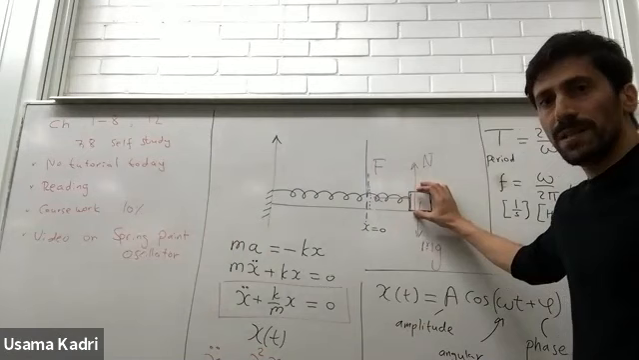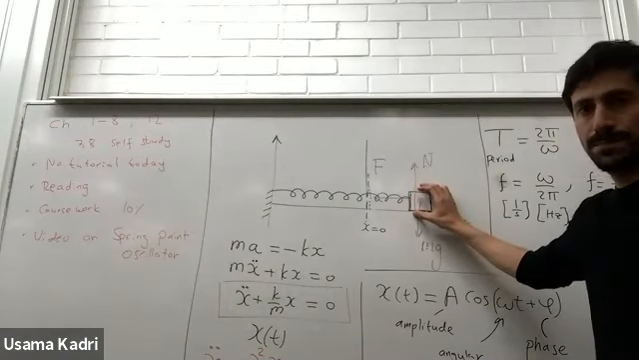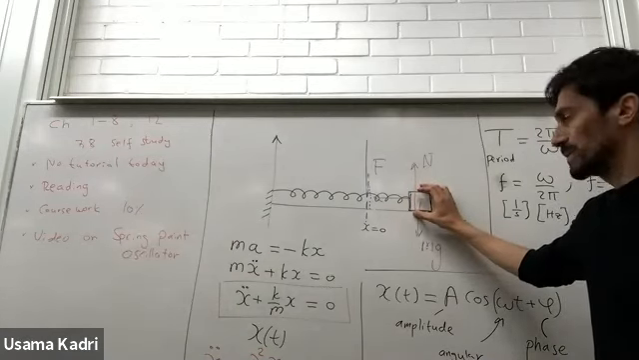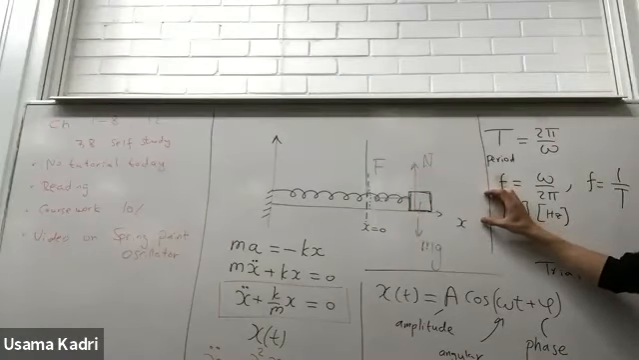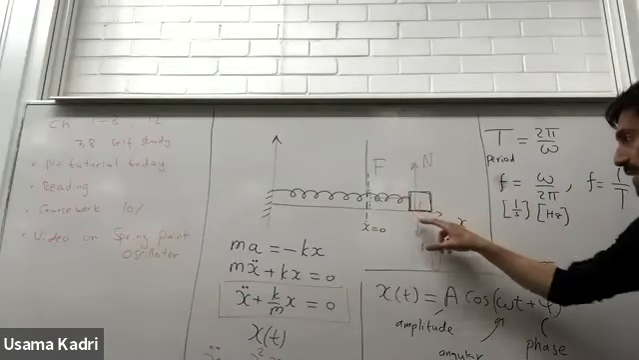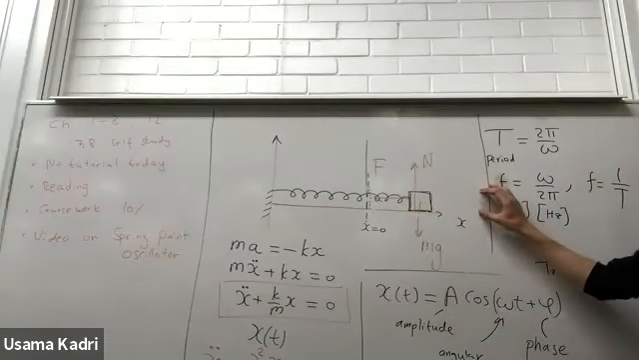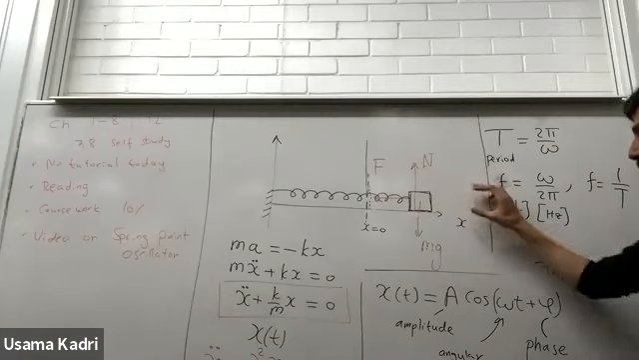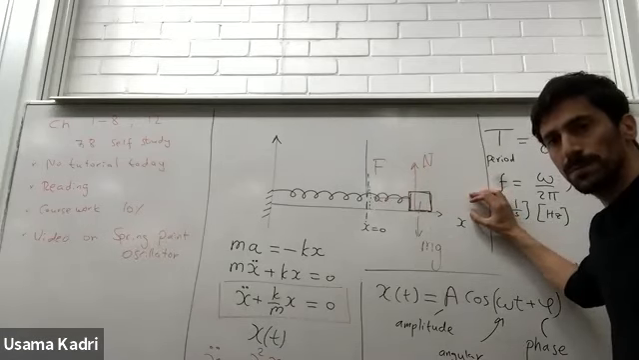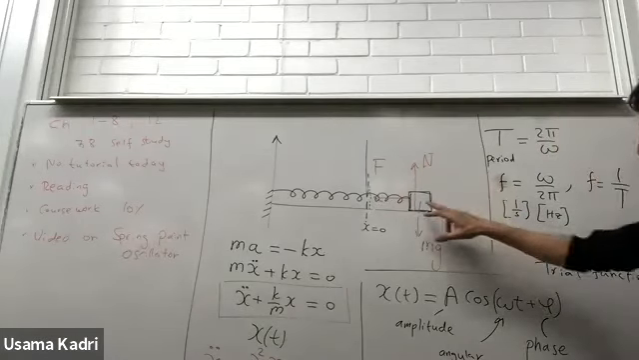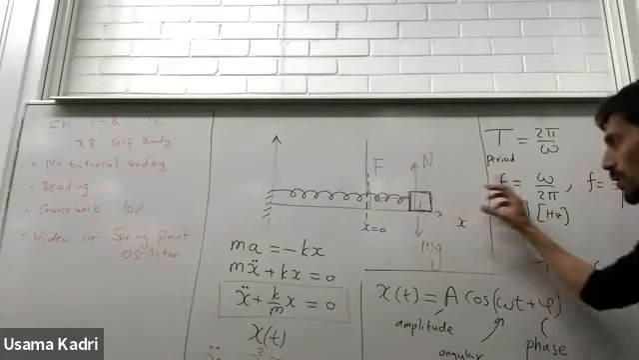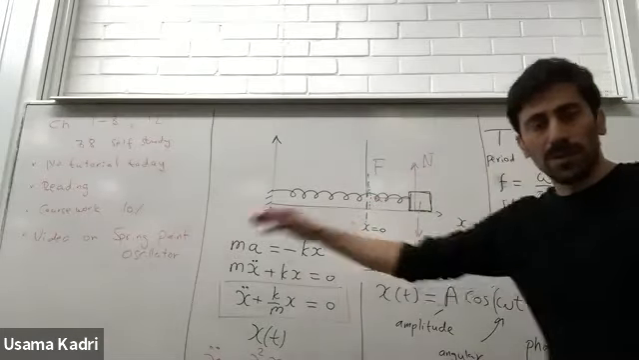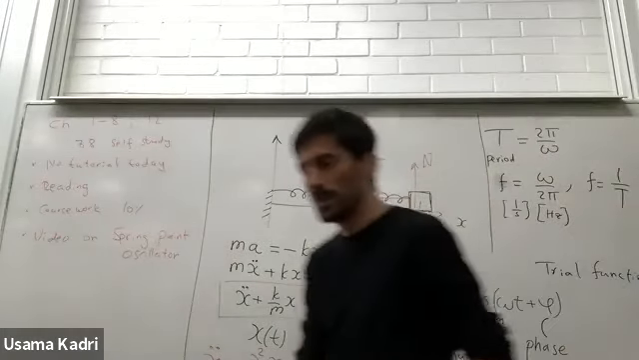I have the same mass here. I'm not changing the mass. If I'm pulling this more, let's say that the distance would be twice as much, right? What would happen to the force? The force has to go up. If the force goes up, then the acceleration in the system would go up. So the more you pull, the more acceleration you have. And at the end of the day, you get the same period.